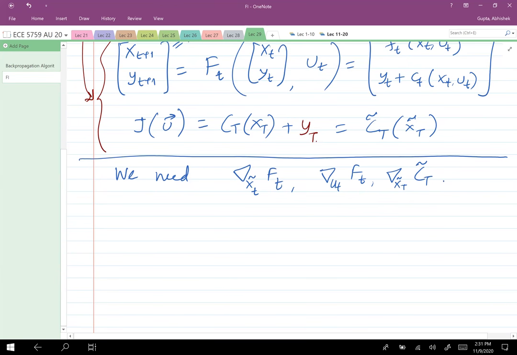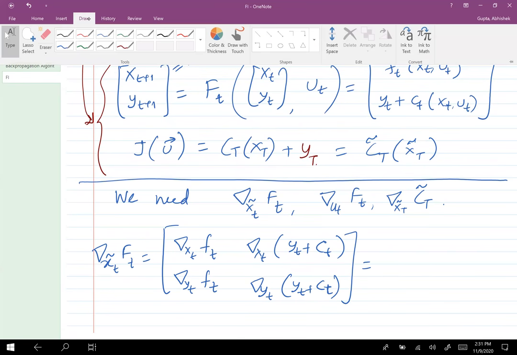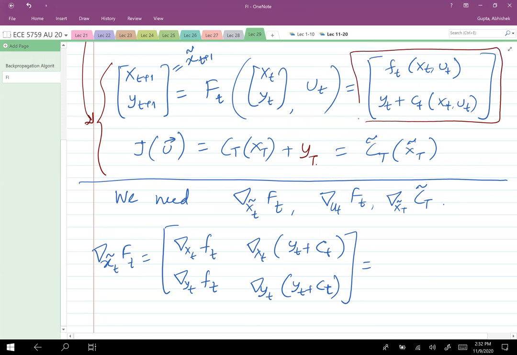So let's compute the gradient of f tilde_t with respect to the state. This would be the gradient with respect to x_t of f_t, the gradient with respect to y_t of f_t, the gradient with respect to x_t, the gradient with respect to y_t. Remember, this is the expression for f tilde_t. So I'm just taking the gradient with respect to x_t of f_t in the first column and the gradient of y_t plus c_t in the second column. What do I get?